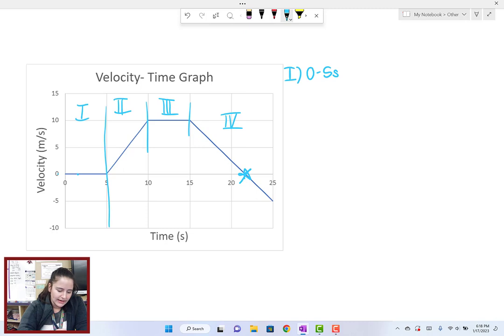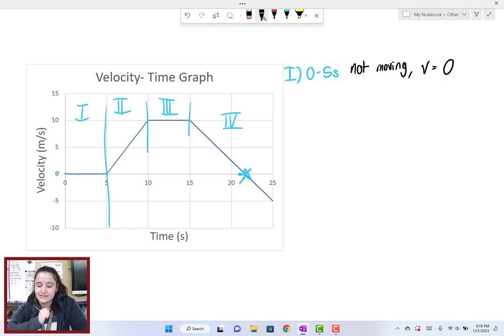So at 0 seconds, its velocity is 0 meters per second. At 1 second, its velocity is 0 meters per second. At 5 seconds, its velocity is 0 meters per second. So is the object moving if its speed is 0? No. So during this one, it is not moving. It's at a constant velocity of 0. Not moving. The velocity equals 0. So that one's pretty straightforward.